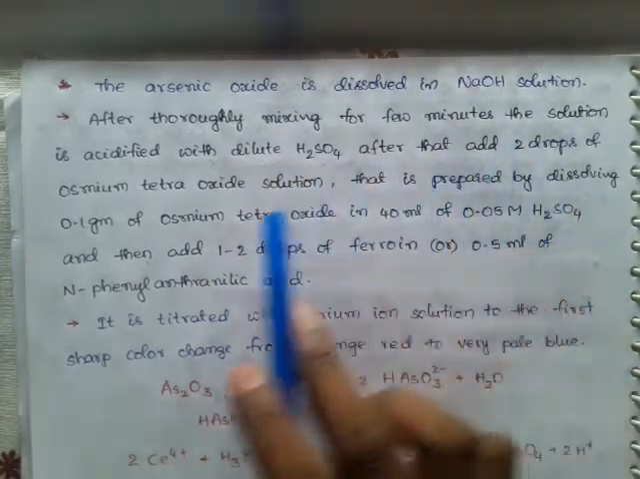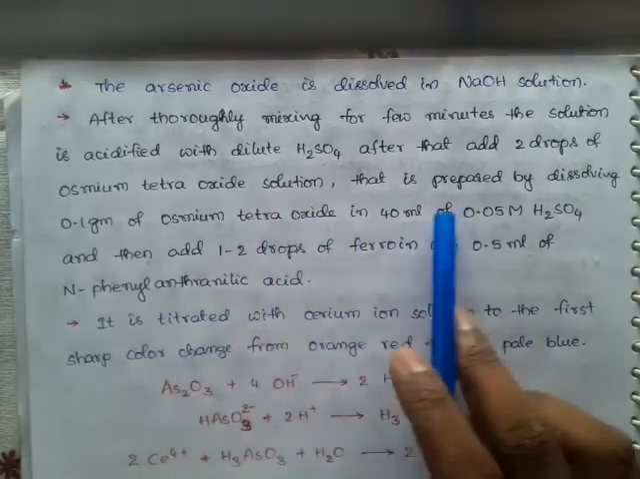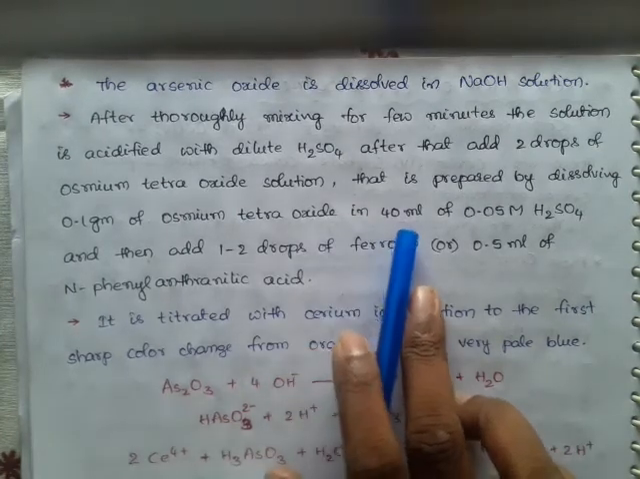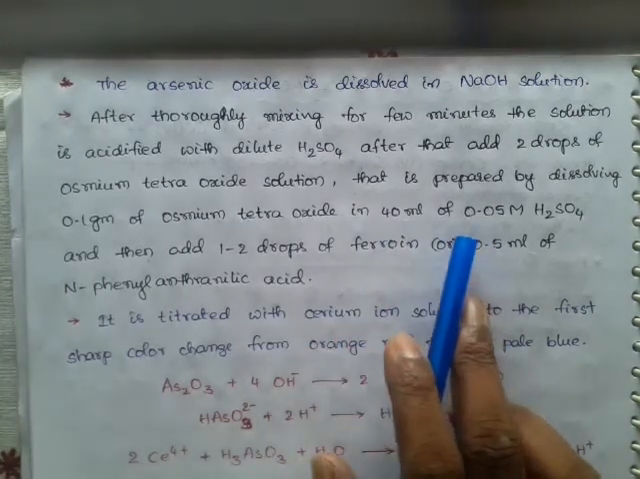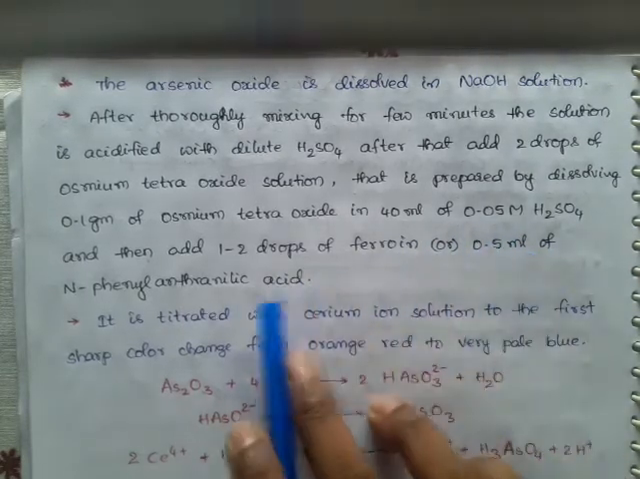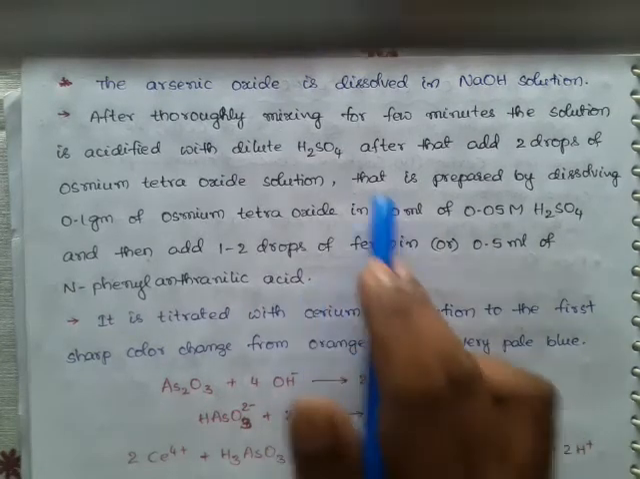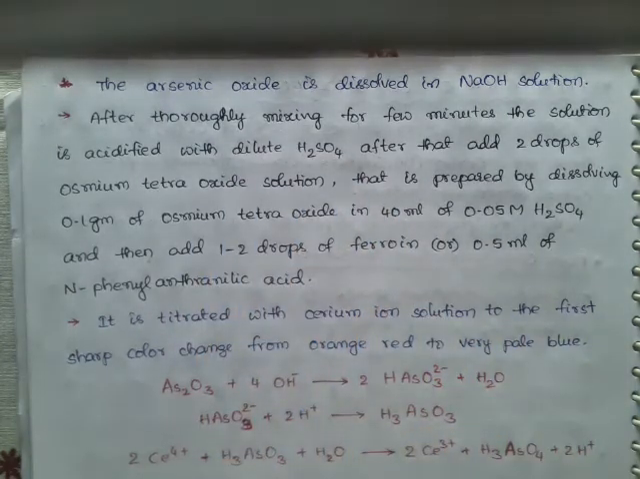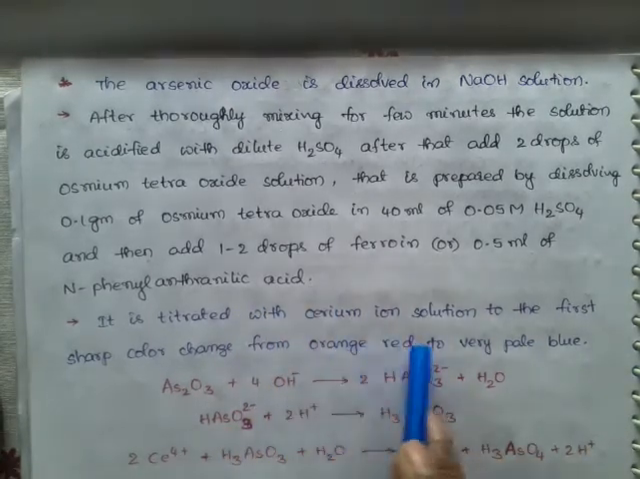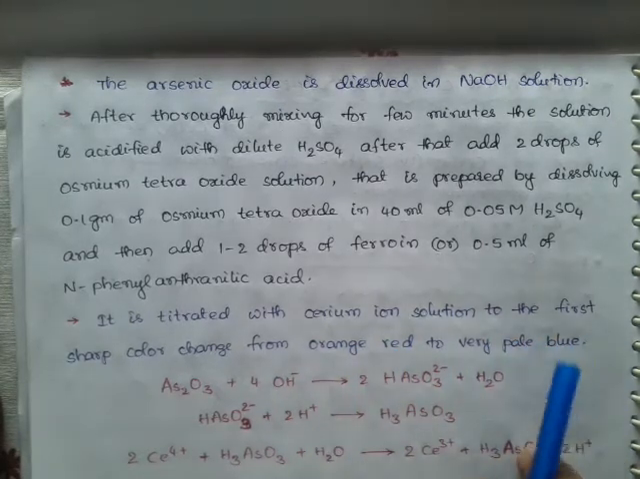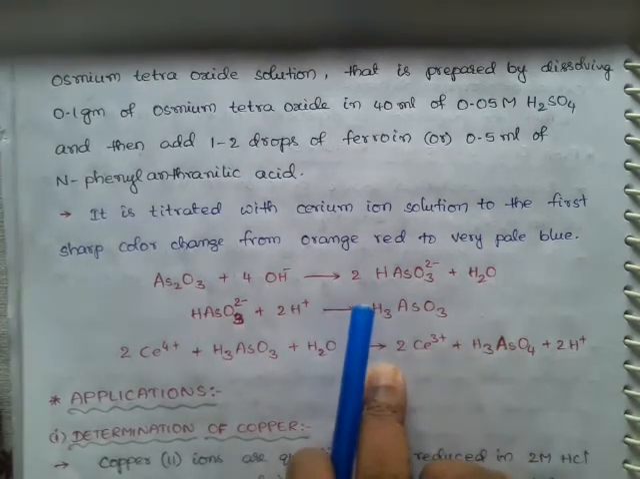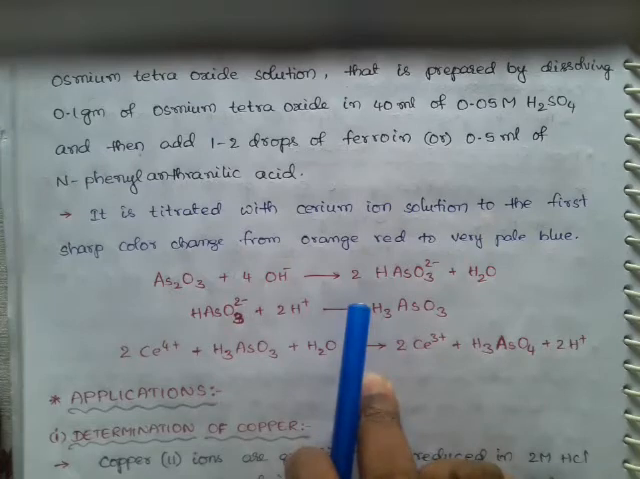After that, add 2 drops of osmium tetroxide solution, that is prepared by dissolving 0.1 gram of osmium tetroxide in 40 ml of 0.05 molar H2SO4, and then add 1 to 2 drops of ferroin or 0.5 ml of N-phenylanthranilic acid. These are the indicators. It is titrated with cerium ion solution to the first sharp color change from orange red to very pale blue color. So these are the reactions which take place while standardizing cerium 4 solution with arsenic oxide.